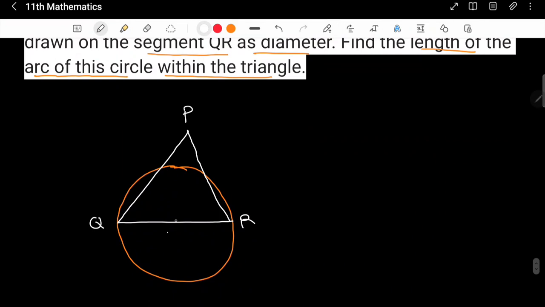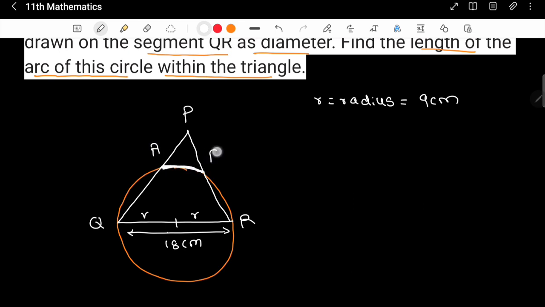This side is 18 centimeter. The complete side is 18 centimeter. Fine. This is the radius of the circle. R is equal to the radius of the circle, and that is nothing but half of the diameter. So it is 9 centimeter. What we have to find out is the length of the arc which is within the triangle. So this part is within the triangle. So we have to find out the length of this arc. Let's name this arc as AB.